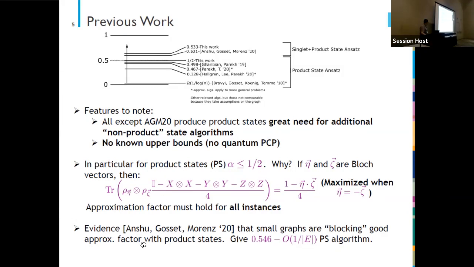There's a lot of evidence, though, from Anshu, Gosset, Morenz and others, that small graphs are sort of blocking getting a good approximation factor on these instances. So they give a 0.546 algorithm, a product state algorithm, but it beats a half if the graph is large enough.